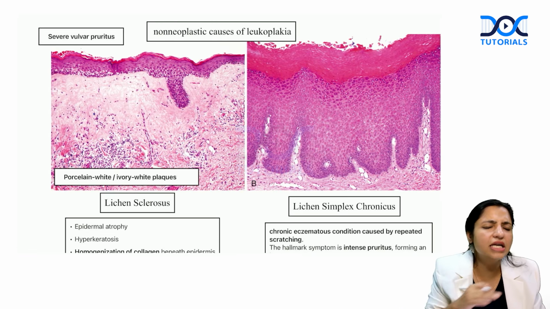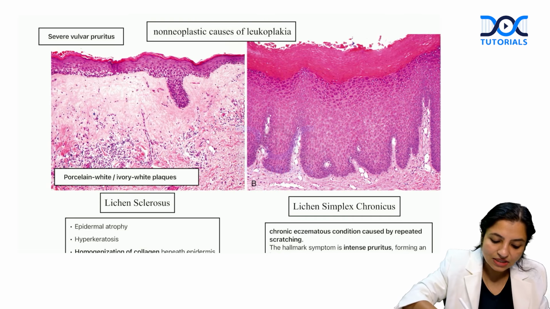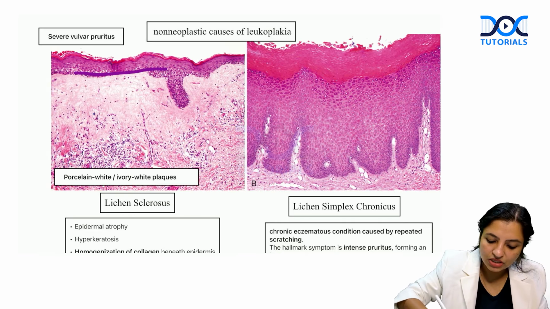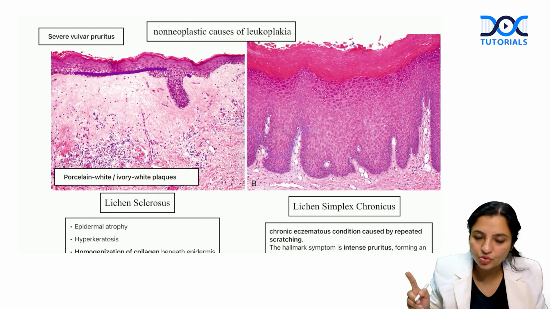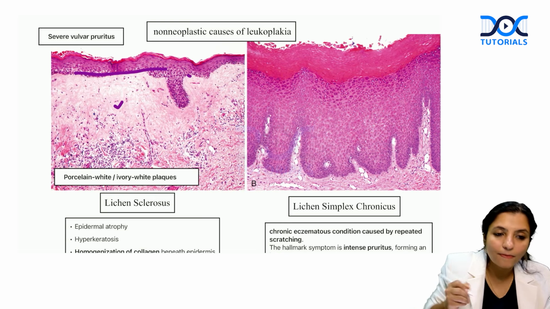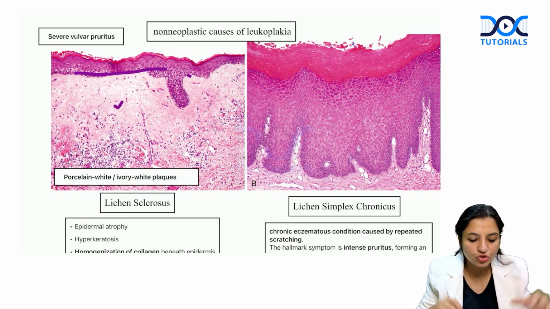Both of them cause intense pruritus. Look at this. The epithelium is thinned out, and there is loss of rete. Normally the rete should be like this, but here there is no rete. So there is loss of rete, thinned out epithelium, and on the upper part of the epithelium there is homogenized collagen.